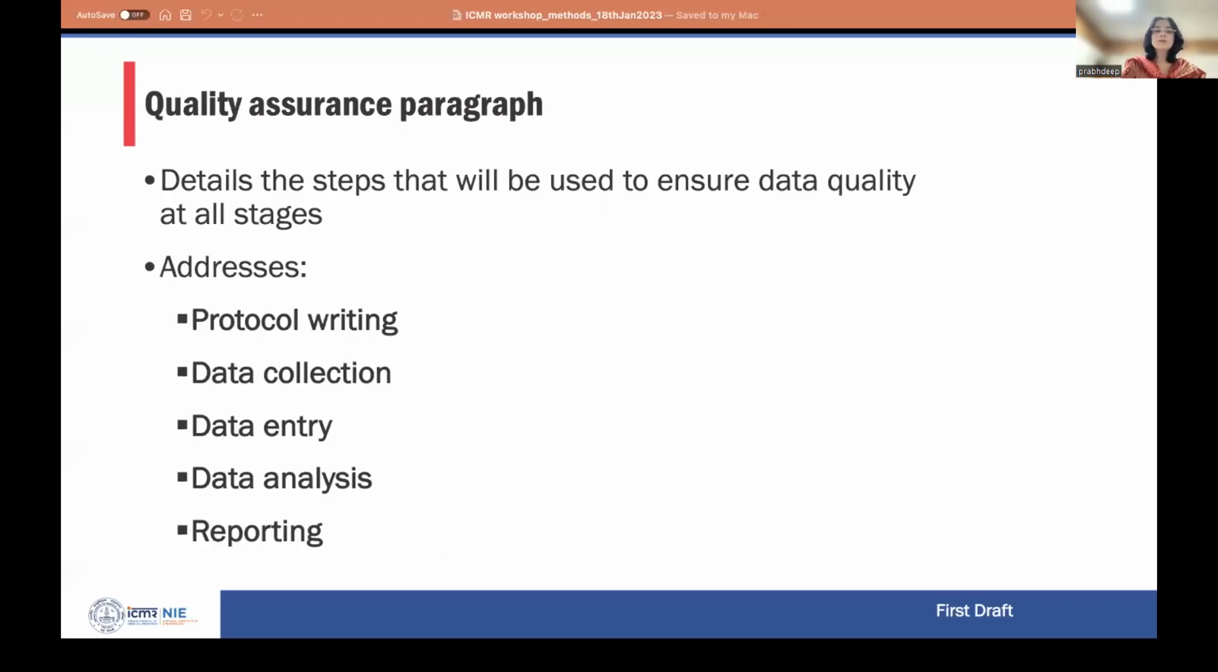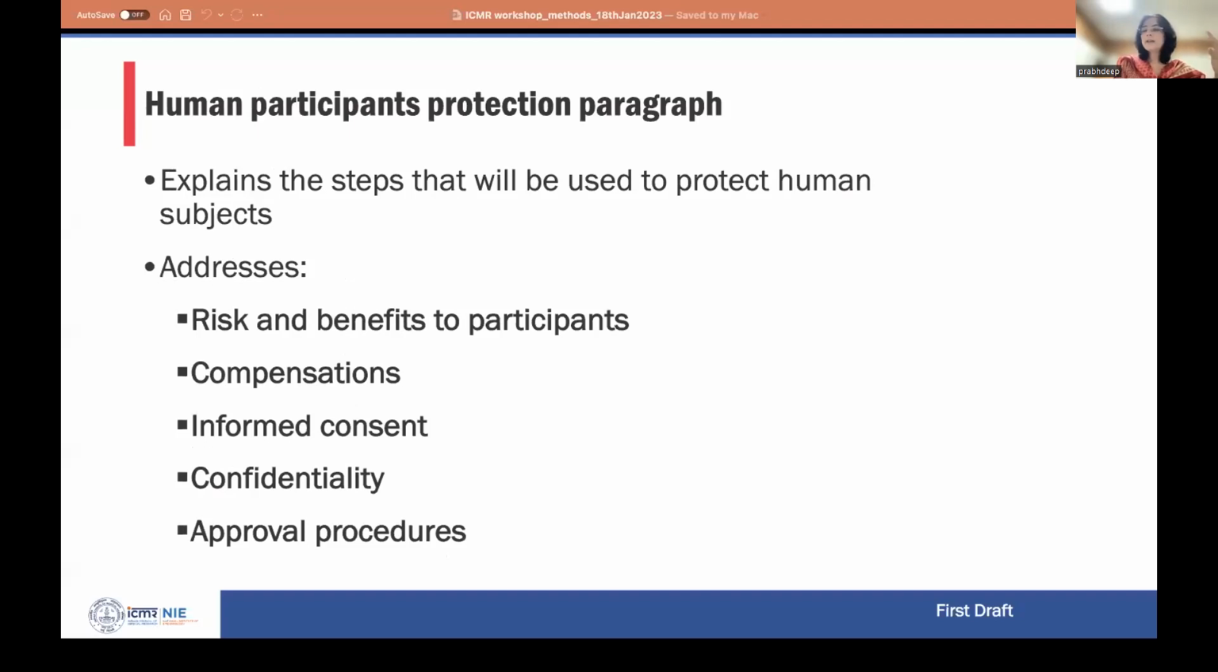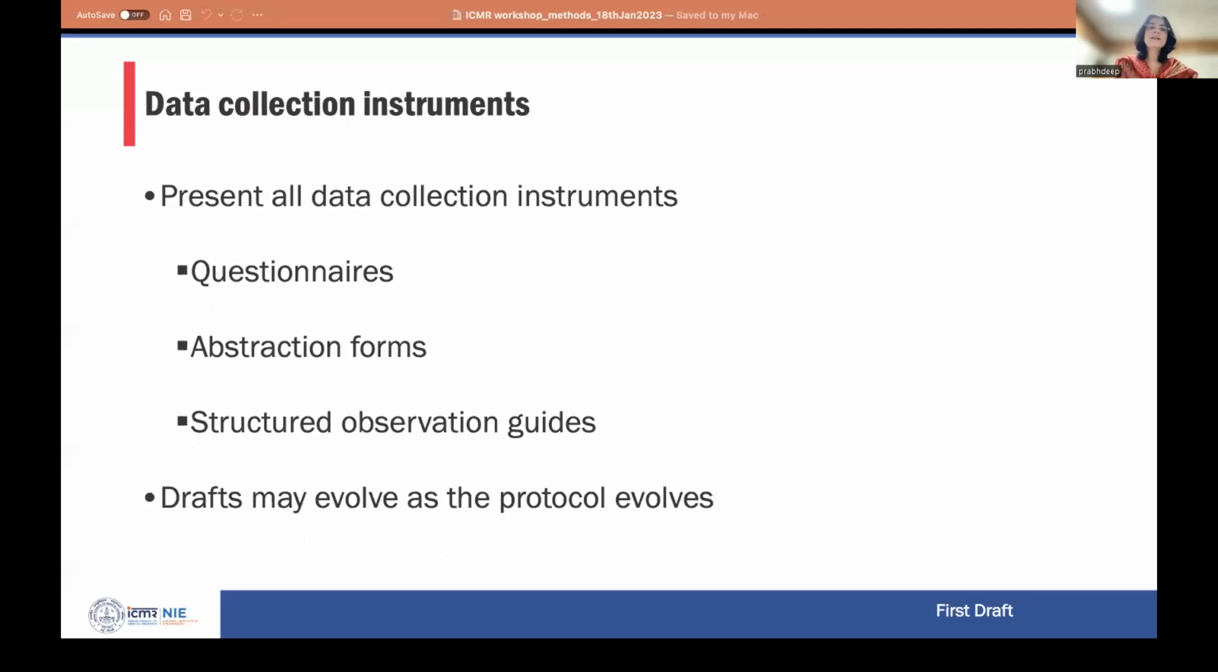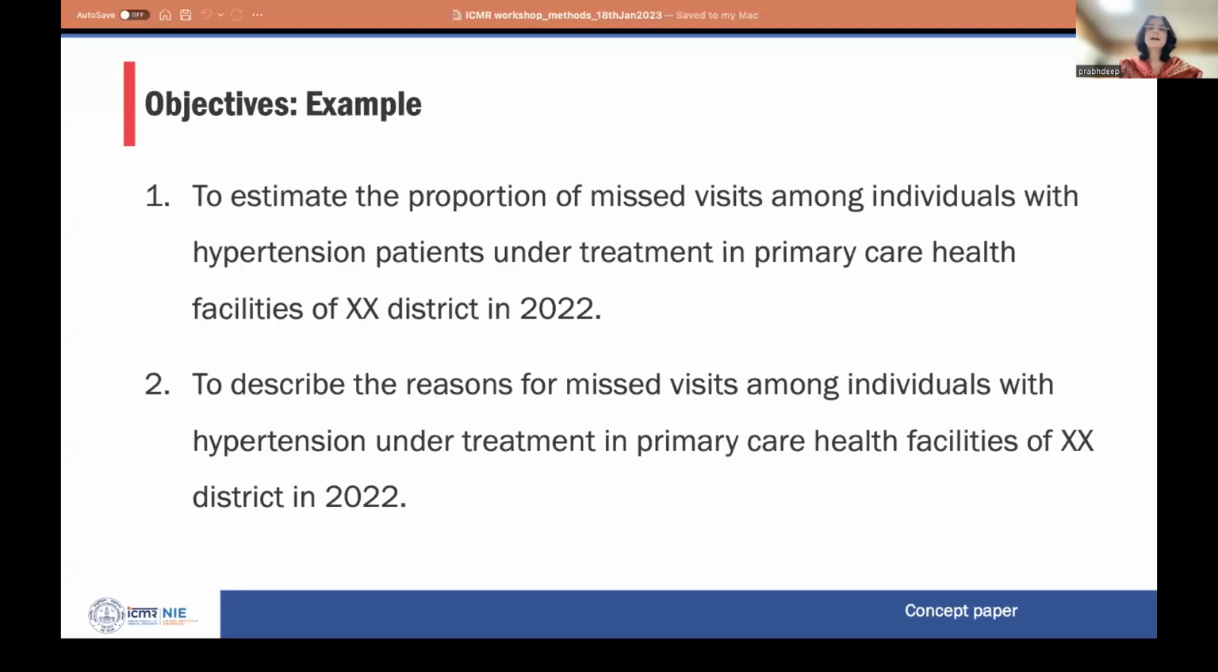And then you need to also think how you will do the quality assurance in each of these sections. So I know there are separate lectures on these topics, but I just wanted to give the structure. So there will have to be one section on human participant protection. And then you need to also attach all these data collection instruments as annexures.